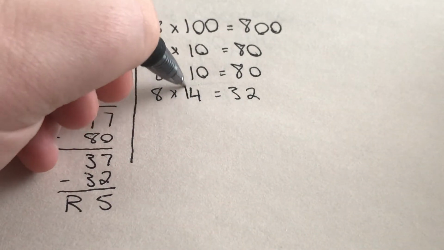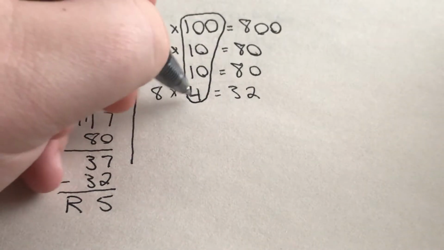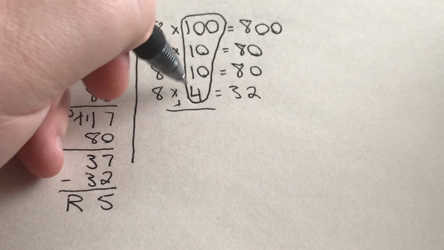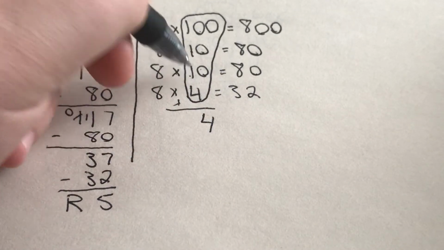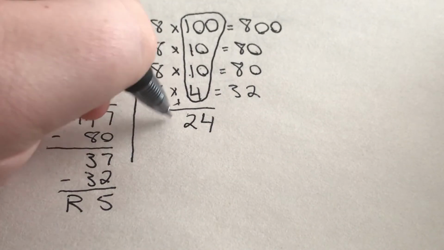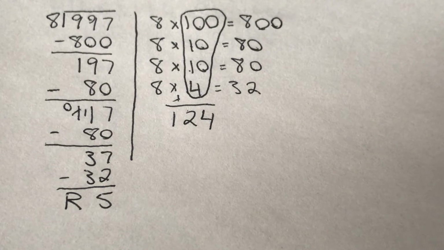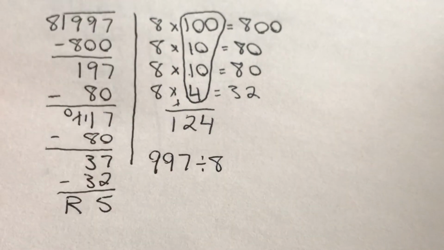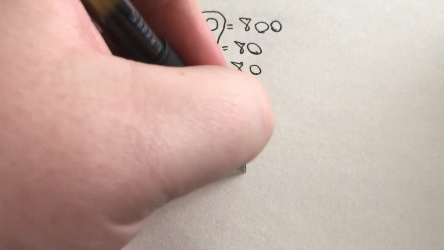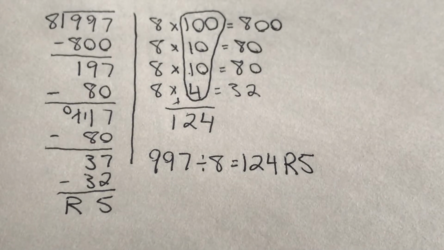Just like last time, add up the middle column. 100 plus 10 plus 10 plus 4. 0 plus 0 plus 0 plus 4 is 4. 0 plus 1 plus 1 is 2. And 1 plus nothing is 1. So our quotient is 124. So now we know that 997 divided by 8 is equal to 124 with a remainder of 5. Okay? And that's really all there is to it.